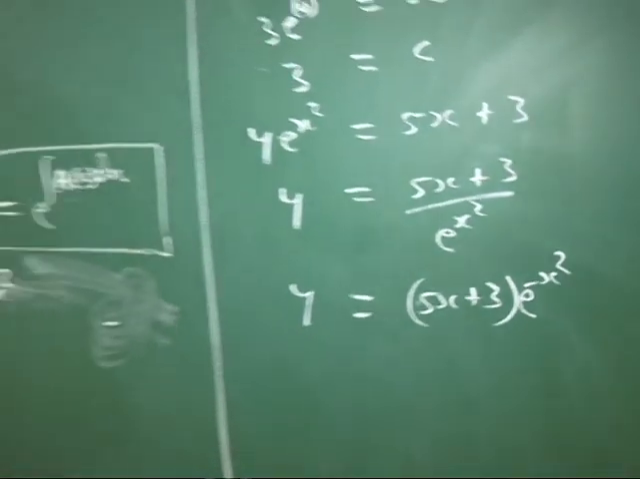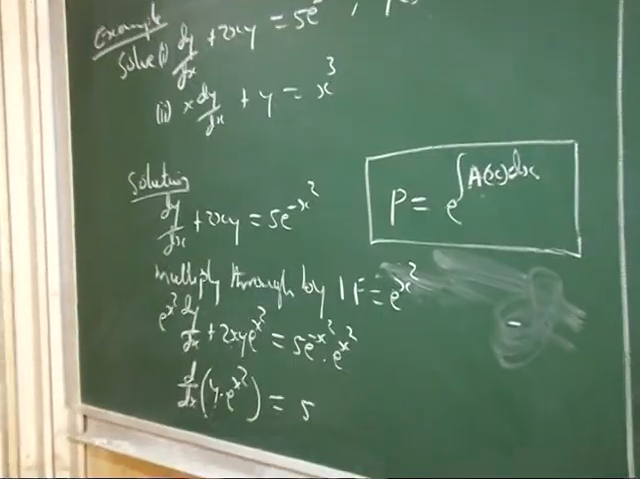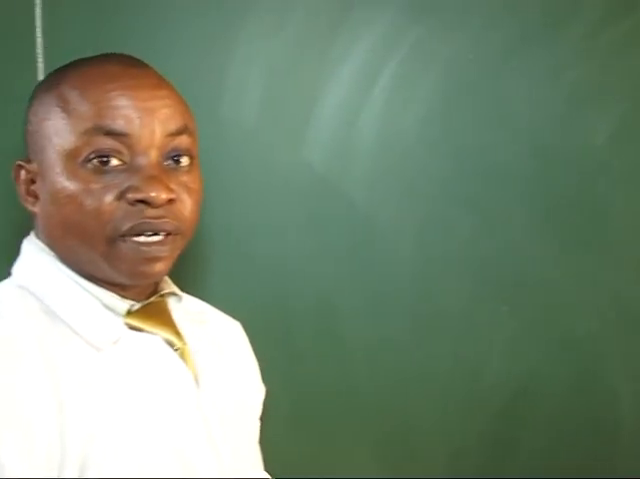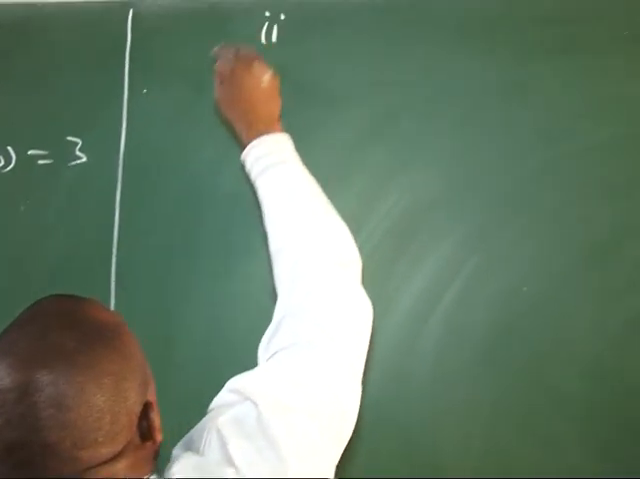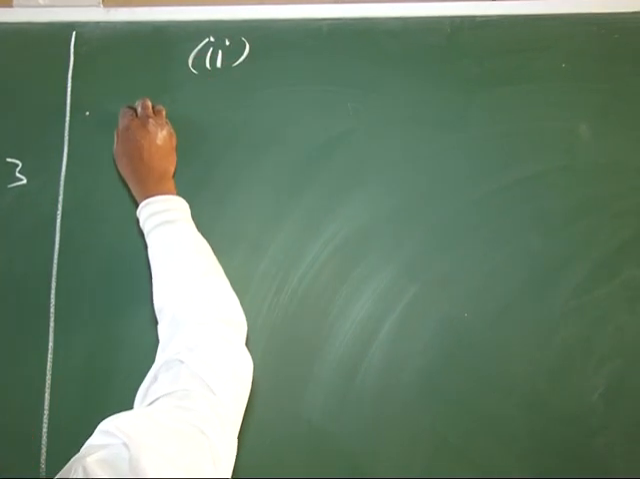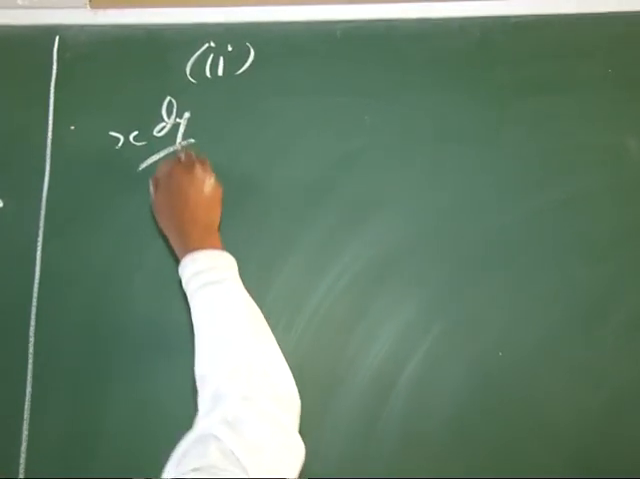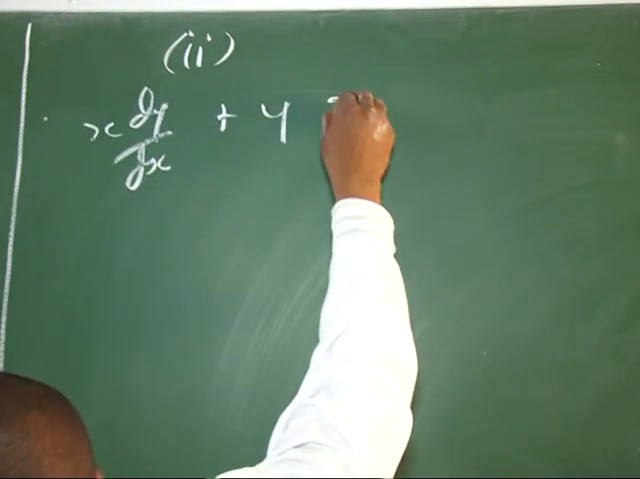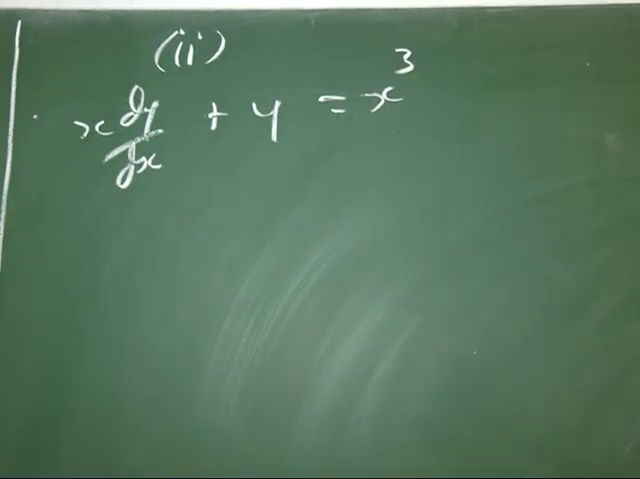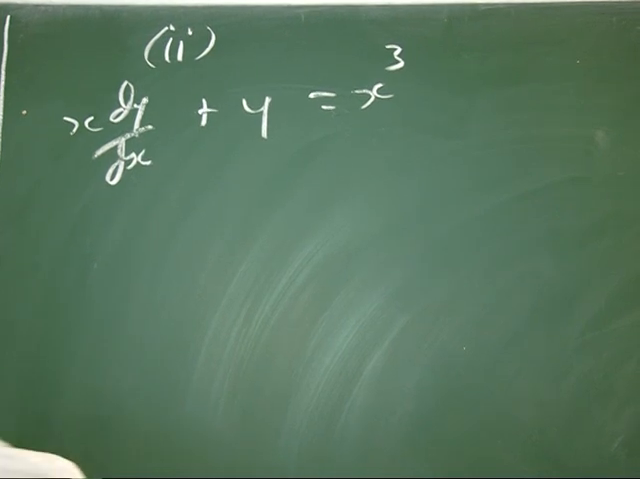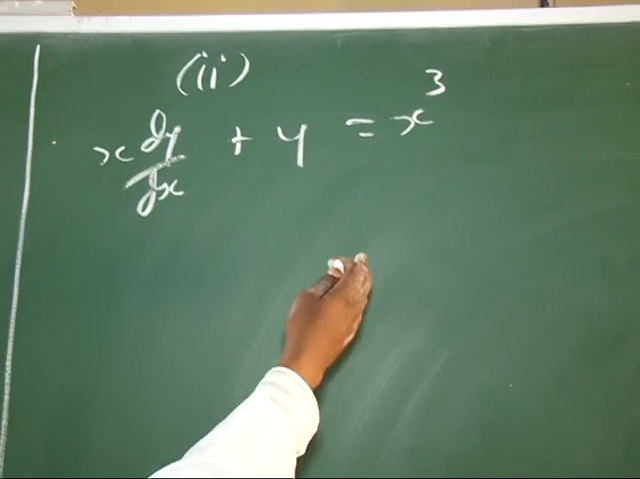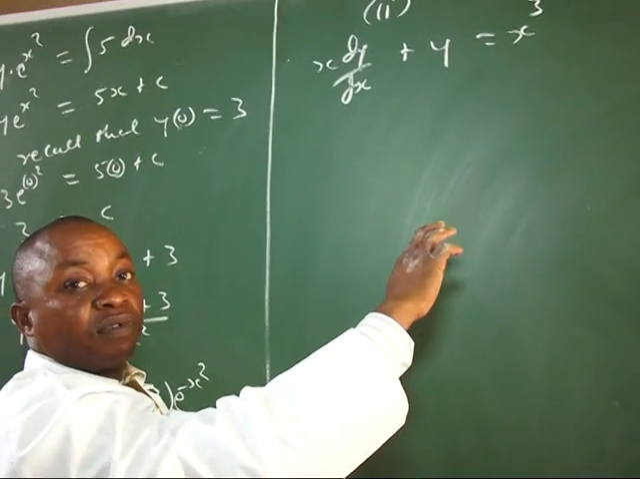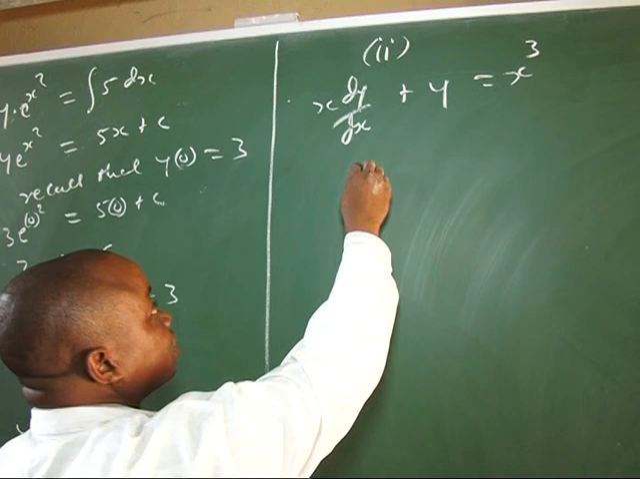It's very simple to follow. So let's look at solution number 2. We have that x dy/dx plus y is equal to x cubed. Now, the first thing we'll do is to divide through by x so that we can have it in the proper form of a linear differential equation.